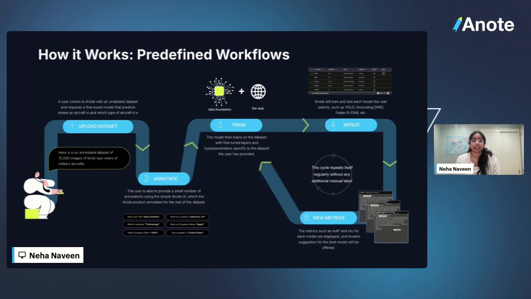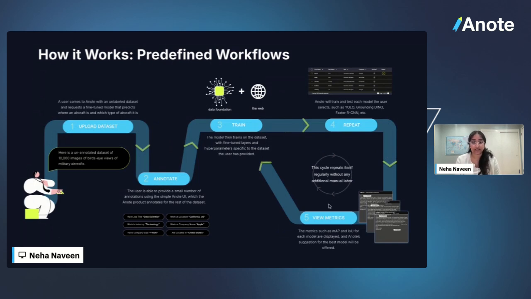Then the annote product should train and test each model the user selects, such as YOLO, Grounding DINO, Faster RCNN, etc. So the user can specify or just say any model, and the annote product should train multiple of these. And then the cycle will repeat itself. So this training step should repeat itself for each and every model that the user selects.